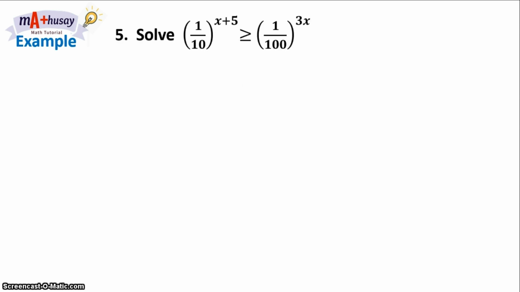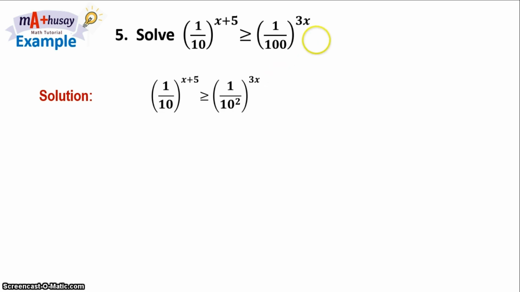Example number 5. Solve for x. 1 over 10 raised to x plus 5 greater than or equal to 1 over 100 raised to 3x. So, ang gagawin natin is that we have to rewrite yung expression sa right side ng ating inequality into 1 over 10 squared. Kasi, di ba, 1 over 10 squared is still 1 over 100 raised to 3x.